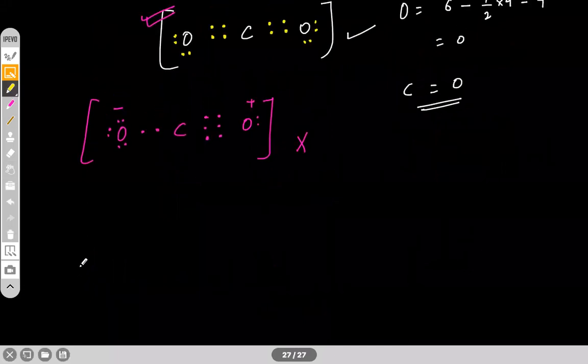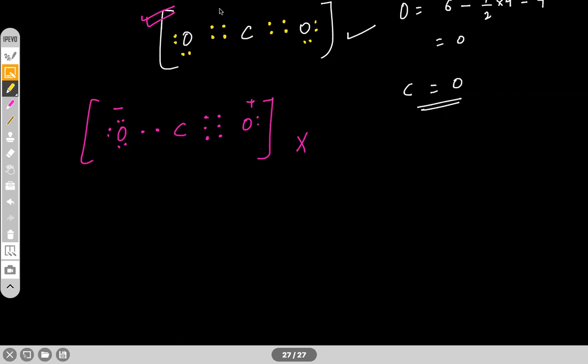Yes, I can show you one more thing here. Okay, let's discuss this way also. If you draw a bond here, this structure is nothing but this one: O double bond C double bond O, isn't it? And this structure is nothing but O single bond C triple bond O with one lone pair, three lone pairs, one negative charge and one positive charge.